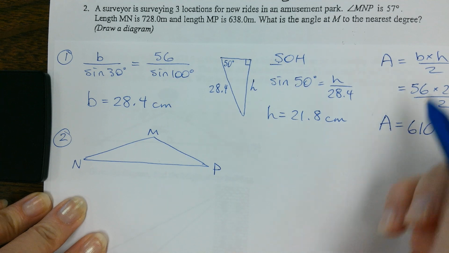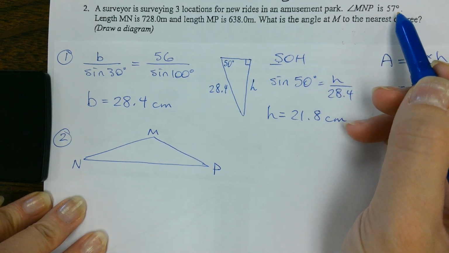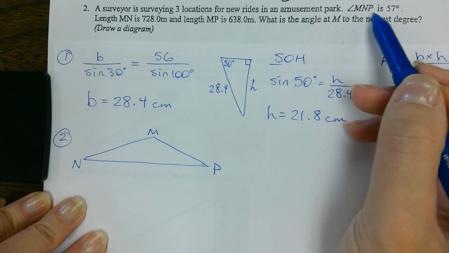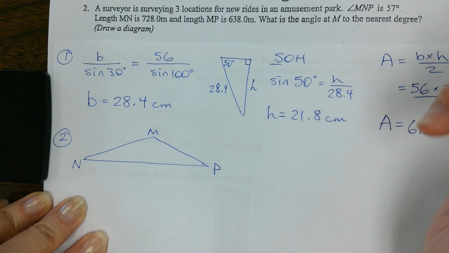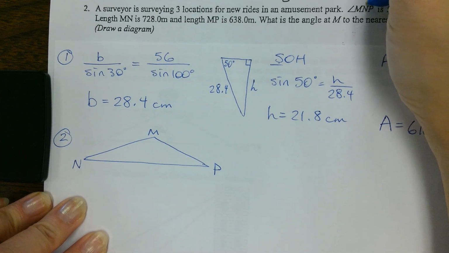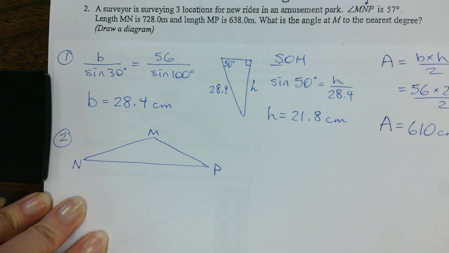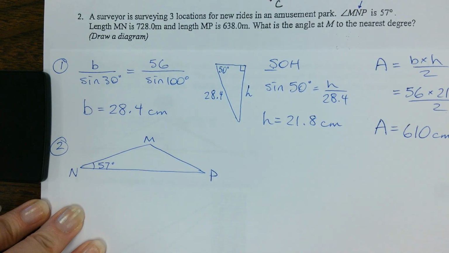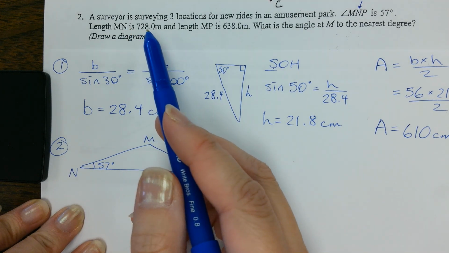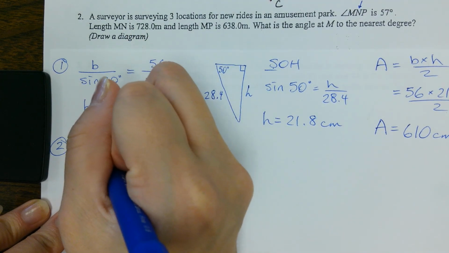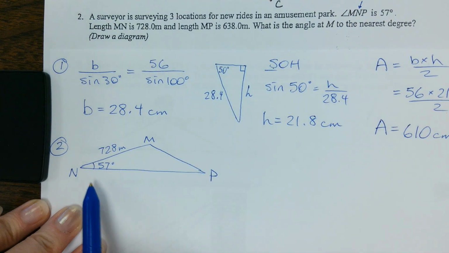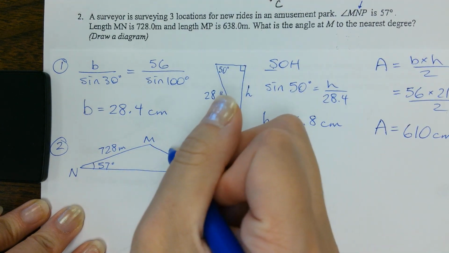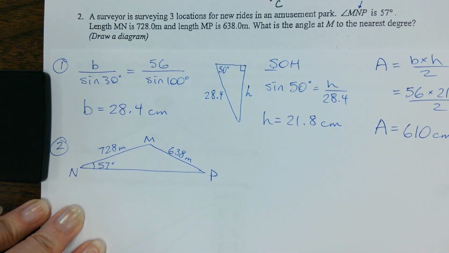Okay. When I say M and P is 57 degrees, which angle am I referring to being 57? Hazel? Sorry? M angle N, right? The letter in the middle. So the middle letter, that's the angle that's 57. 57 degrees. Length MN is 728 meters. MP is 638. Okay, what is the angle at M?